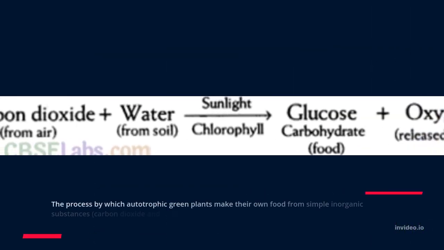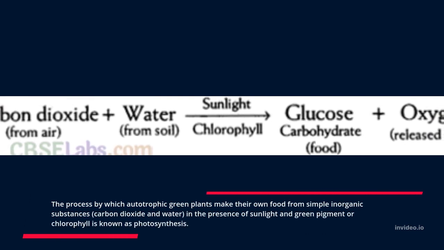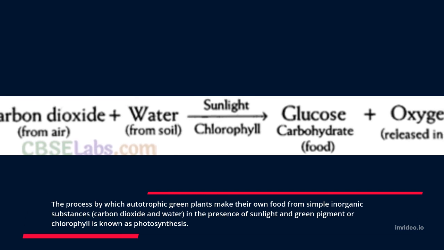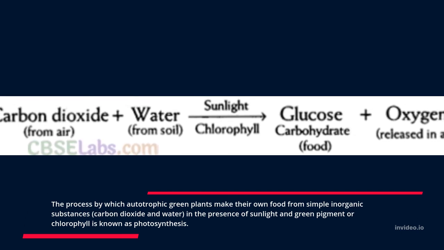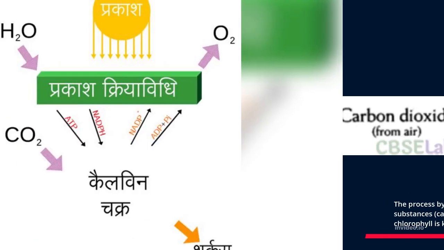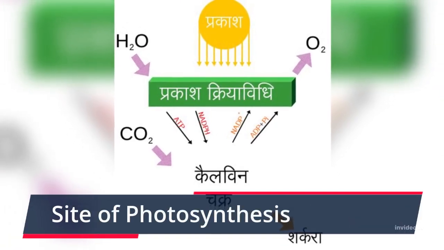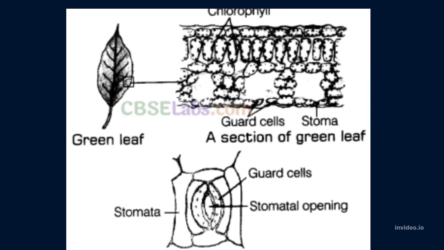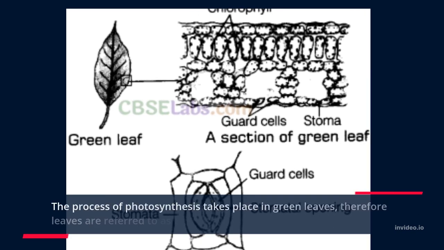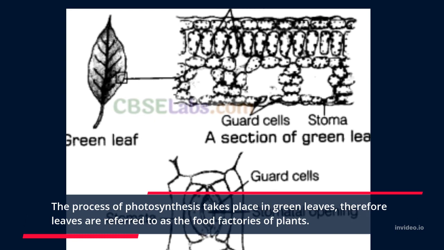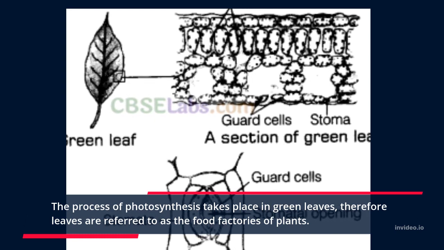Photosynthesis, the food making process in plants. The process by which autotrophic green plants make their own food from simple inorganic substances, carbon dioxide and water, in the presence of sunlight and the green pigment chlorophyll, is known as photosynthesis.